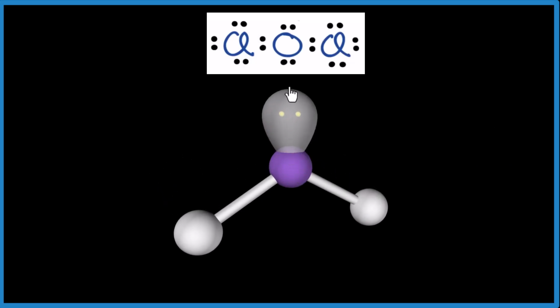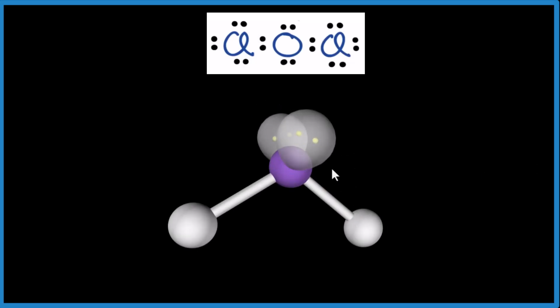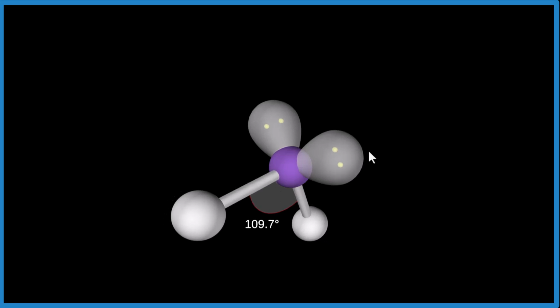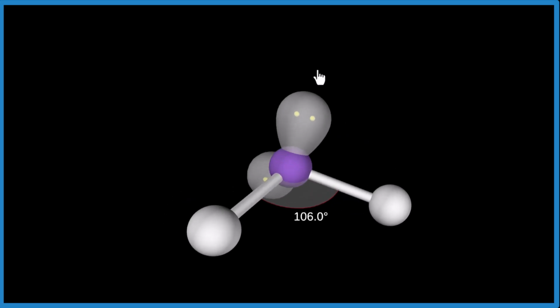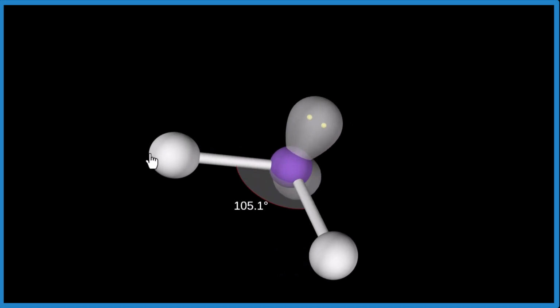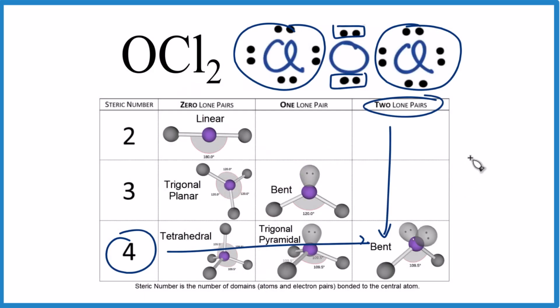They get pushed down. But we have two lone pairs. Push down even further, and that gives us the molecular geometry for OCl2. It's a bent molecular geometry. The key is these lone pairs, just like atoms, they occupy space, they have volume, and they influence the molecular geometry for molecules.